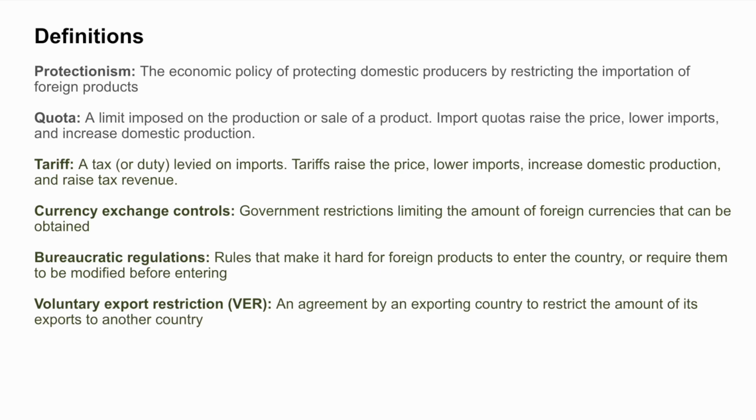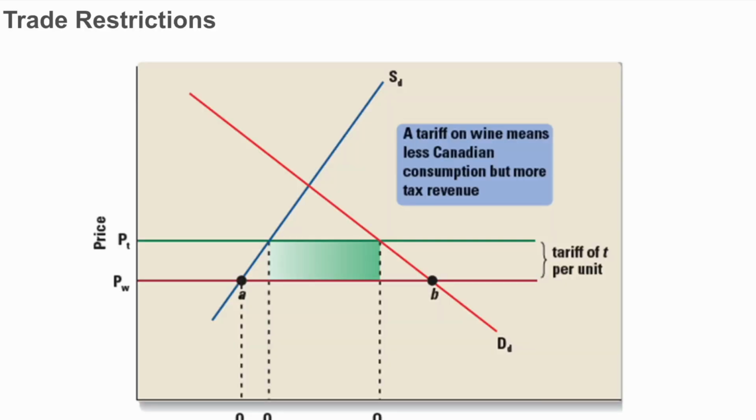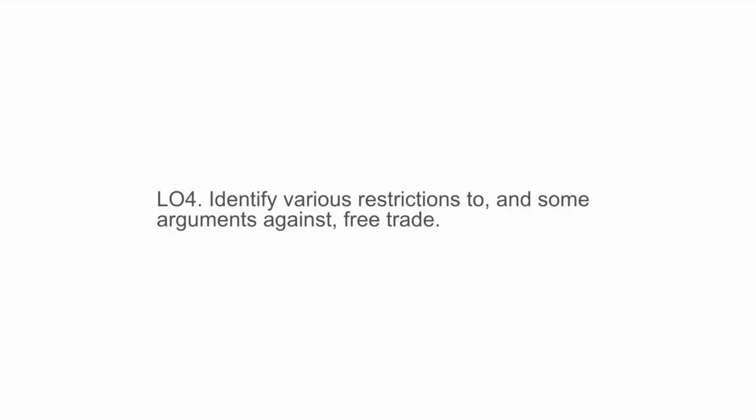And voluntary export restrictions are really an agreement by an exporting country to restrict the amount of its exports to another country. So effectively, we put political pressure on them and say, hey, you're bringing in too many cars. And they say, okay, well, what we'll do is limit the amount of cars we send to your country. So trade restrictions by any way you slice it drive up prices. Less Canadian consumption, more tax revenue collected in terms of that consumption, and higher prices.